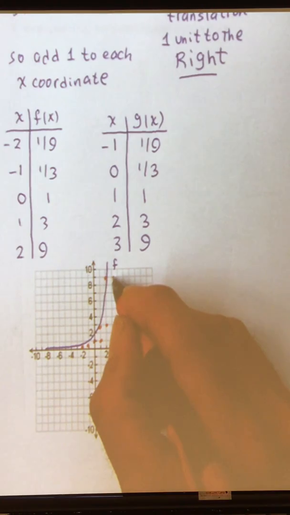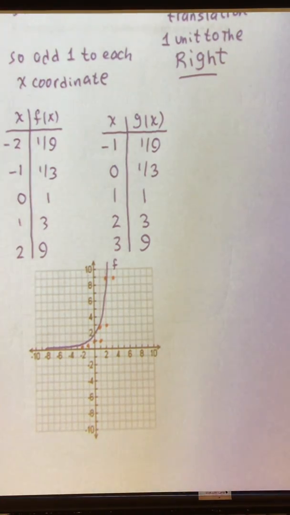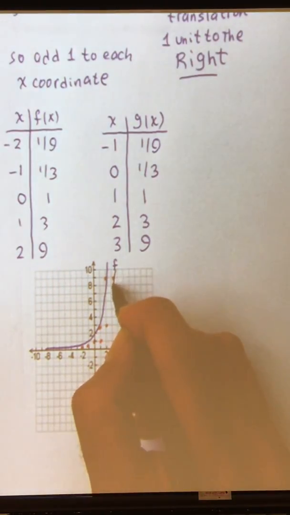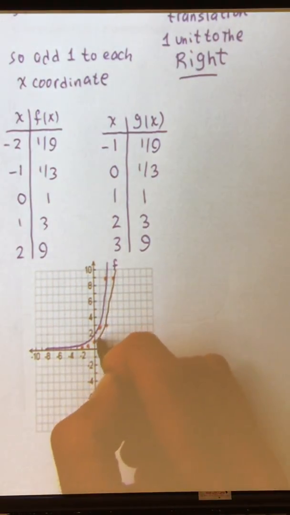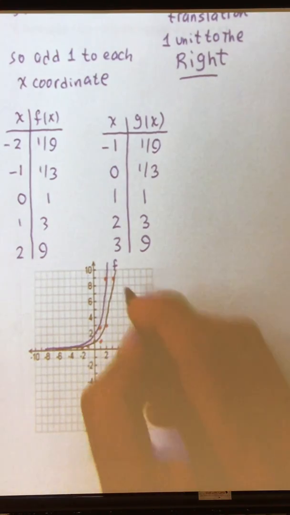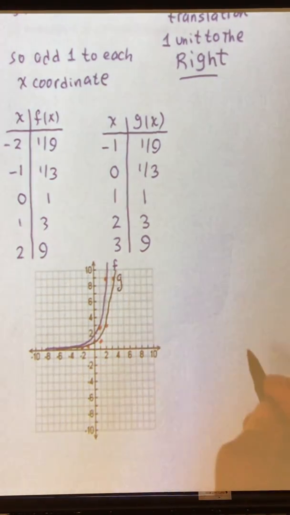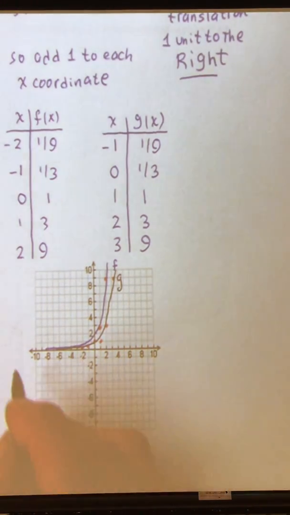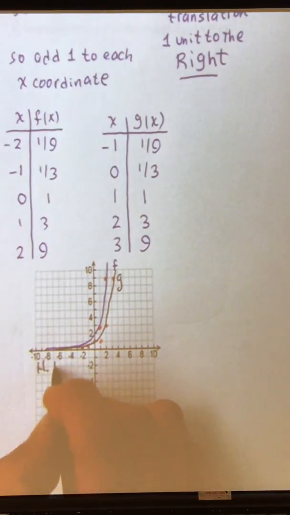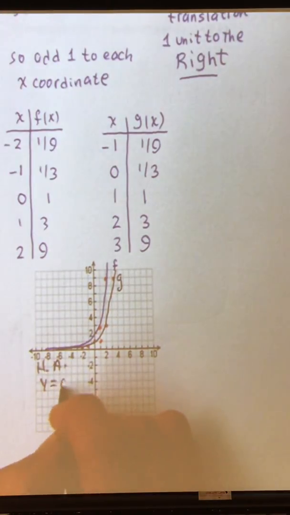You can see that each of these coordinates has moved to the right by 1 unit, and that will give us the graph here of g like that. So that's g right there. Slid 1 unit to the right. And both have horizontal asymptotes at y equals 0.